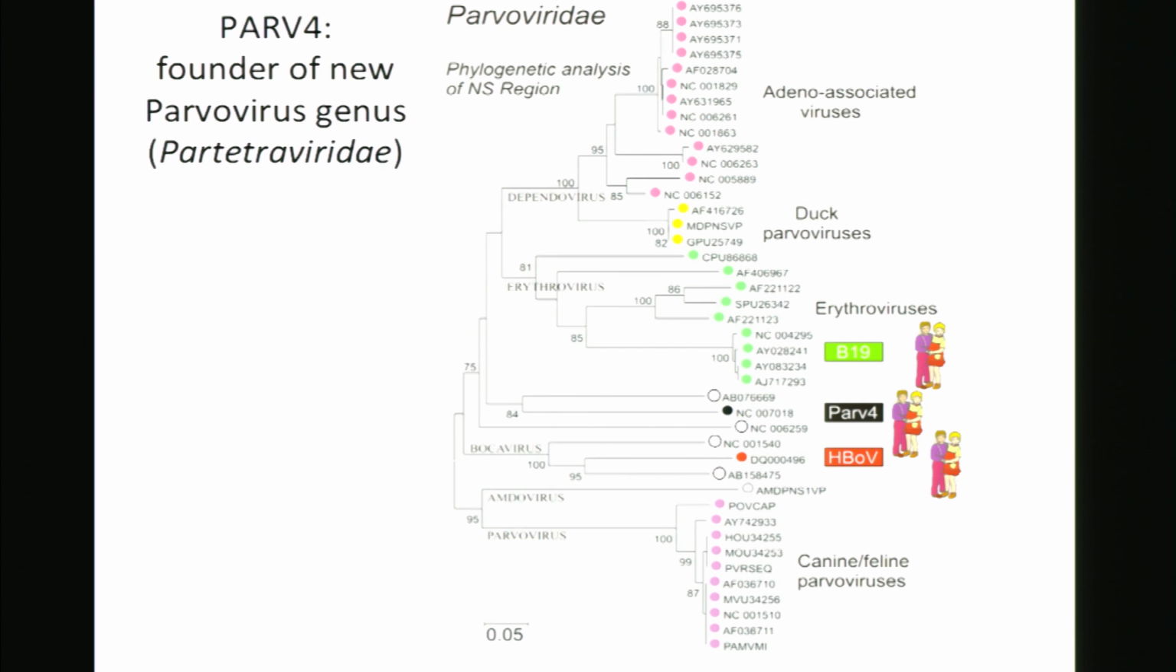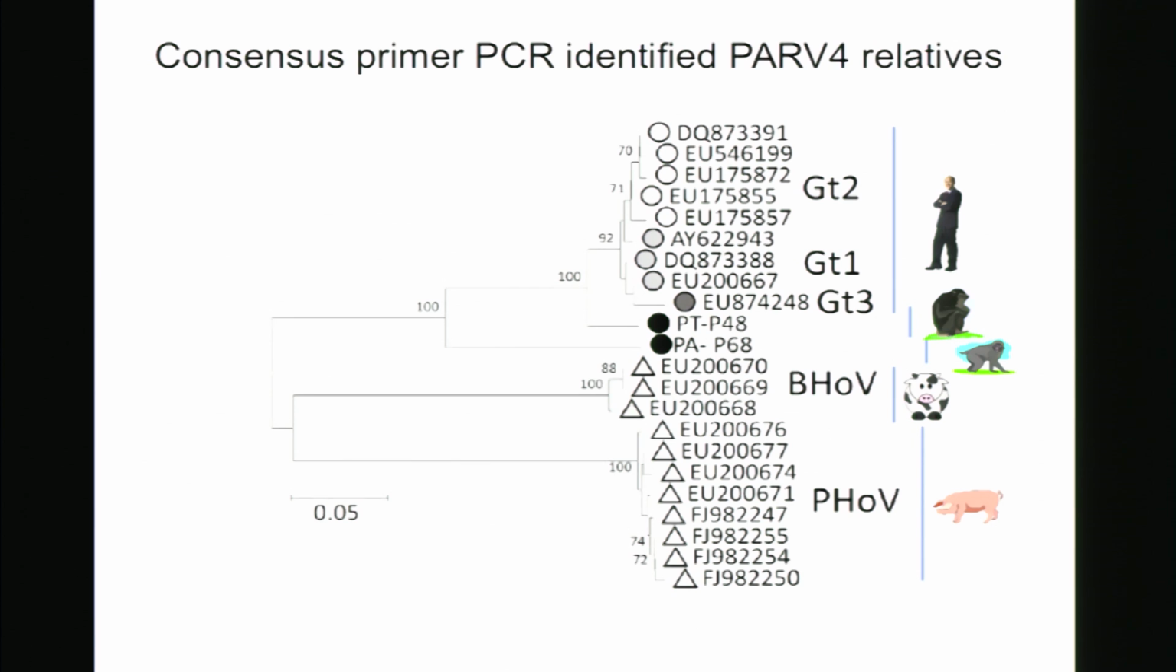Now, of course, when you have a new taxon, actually this is a new genus in this family, people now design primers to it, and they go fishing for relatives. And what has been seen since is 3 genotypes of this human parvovirus in plasma, and also it's been found in primates and farm animals, and now there's even a bat one.